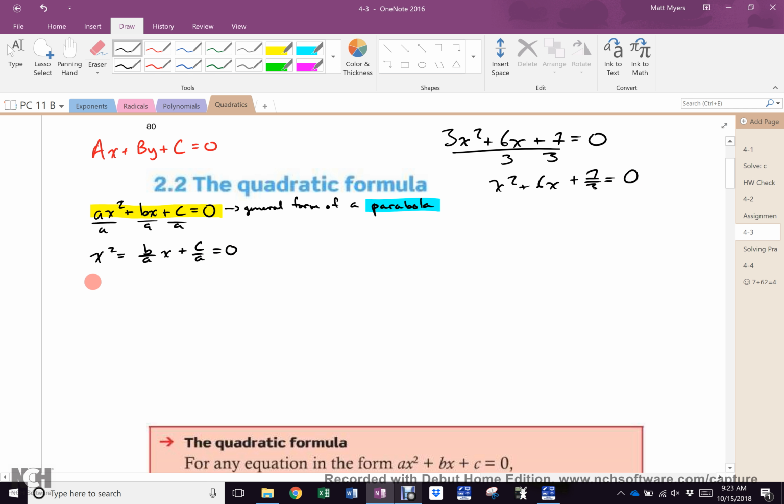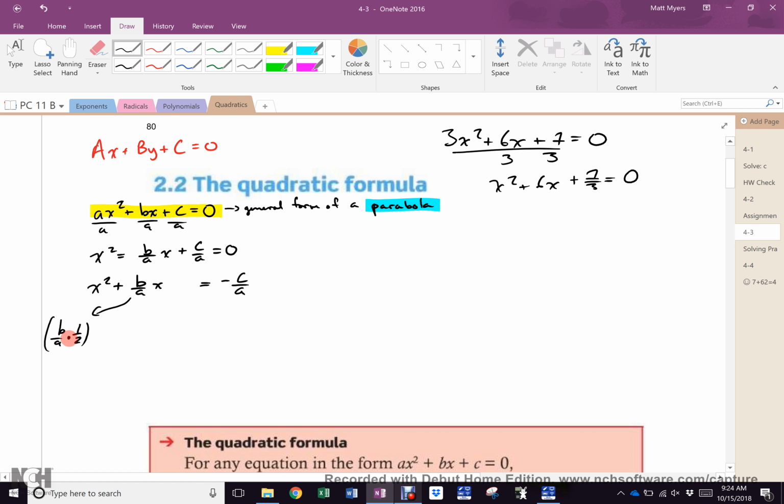Move the c divided by a. So x squared plus b over a x, and then we're going to leave a space now, yes? Negative c over a. Now what would I do? Right, I'd complete the square, yes? Now to complete the square, that means I've got to divide this by 2, correct? So that is b over a times 1/2, yes?